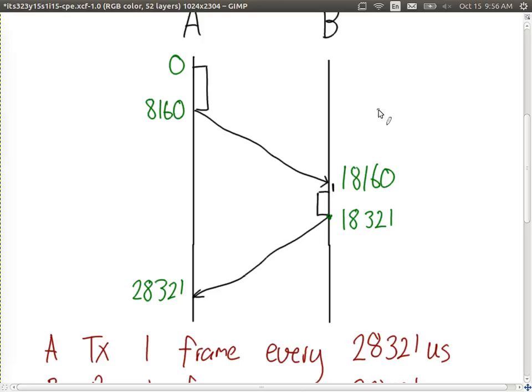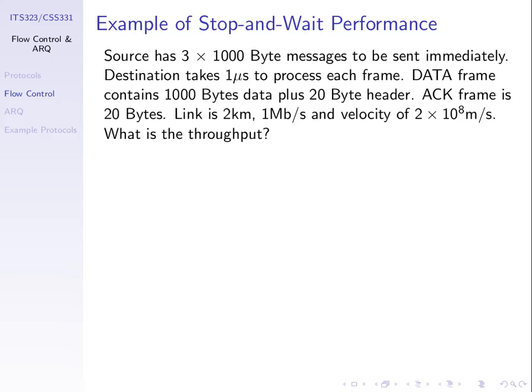So using stop and wait flow control is only appropriate when we have a good ratio of the transmission delay to propagation delay. If the propagation delay is very large, then it's very inefficient.